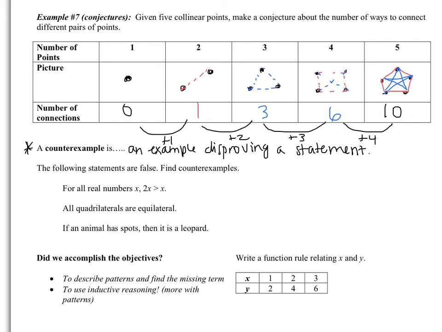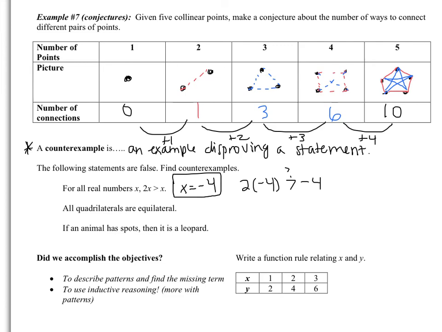Okay, so the first one, for all real numbers, 2x is greater than x. So for all numbers, if I multiply that number by 2, it's going to be greater than the given number. Well, what happens if x is negative? So if x is negative 4. So 2 multiplied by negative 4, is that greater than negative 4? Is negative 8 greater than negative 4? No, because they're negative numbers. So one counterexample would be x equals negative 4. Another one might be negative 5, negative 10, negative 100, 0 even.